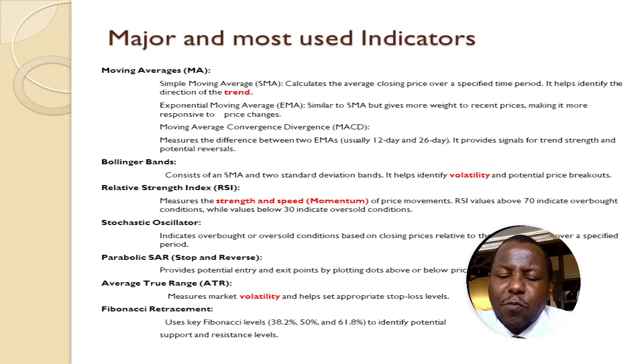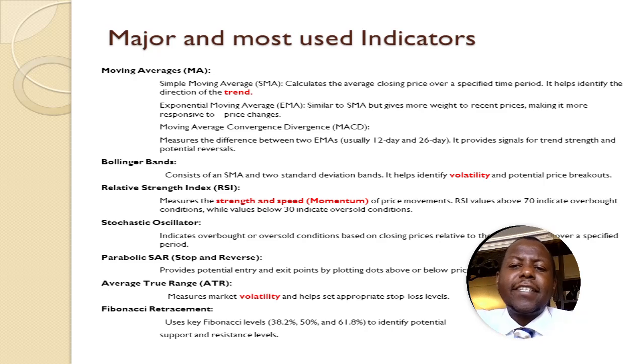There's Bollinger Bands. We're going to deal with it. I think that's the second last indicator that we'll deal with. Then there's the RSI. RSI is the one we're going to deal with immediately after this overview. The next lesson you're going to see is the RSI, because it's a very important indicator in technical analysis of the market. So what does it do? It measures the strength, speed and momentum of price movements. We will deal with it.